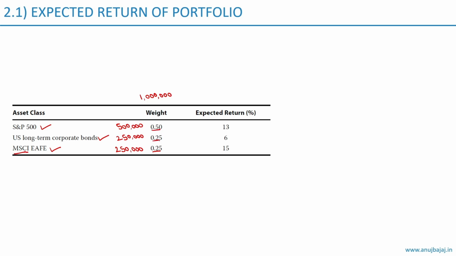So these are the weights of each asset, and this is the expected return of each asset. So the expected return of this portfolio equals the expected return of the S&P 500 multiplied by its weight, plus the expected return of the corporate bond multiplied by its weight, plus the expected return of MSCI multiplied by its weight. So we get the expected return to be 11.75%.